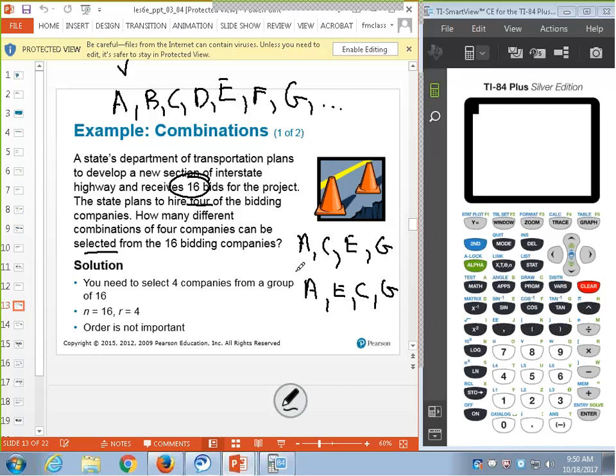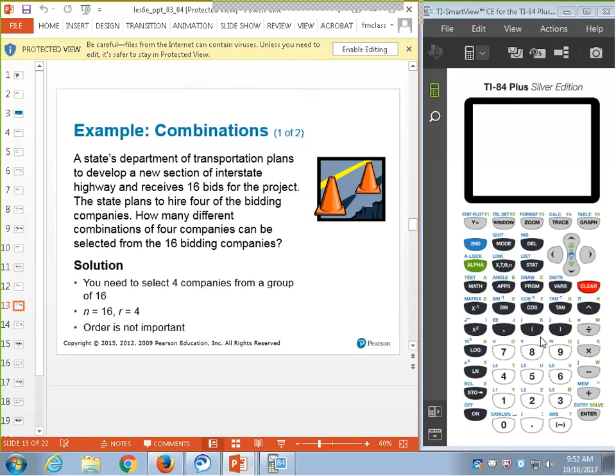You've got to hit the right key in the calculator. I'm not making a big deal about it. So the total is, again, 16, similar to permutation, but now we're going to use C for combination, and we're selecting 4 companies, so it's 16C4. Order does not matter. You could probably figure out the sequence, very similar to what we did.